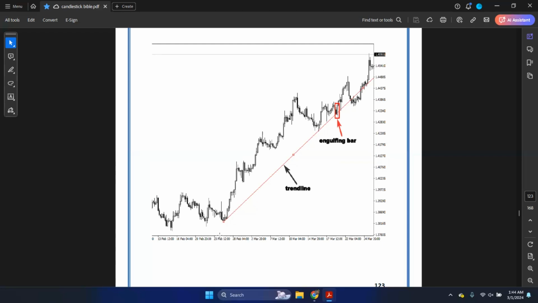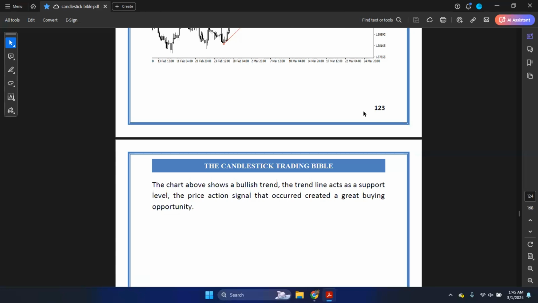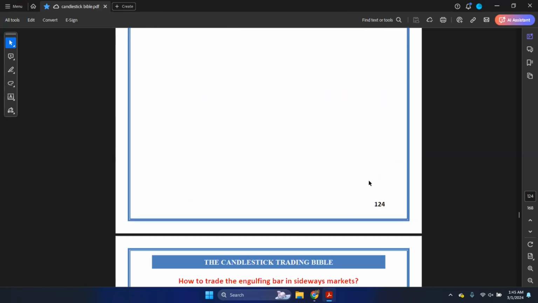All right, so we have the illustration: trend line, bullish engulfing bar. Just that simple. It says the chart above shows us a bullish trend. This trend line acts as a support level. The price action signal that occurred created a great buying opportunity.